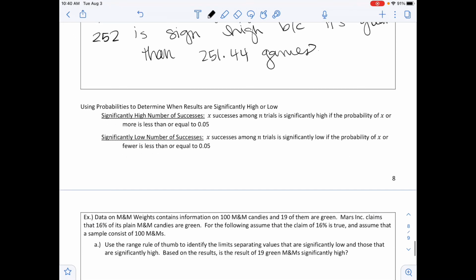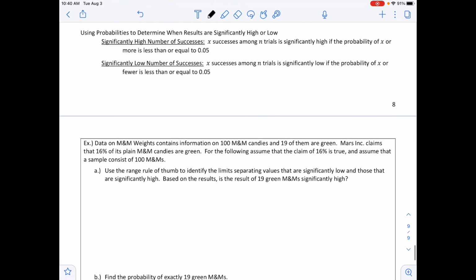So we can also think of the same idea with probabilities. So using probabilities to determine when results are significantly high or significantly low. And for both of these, it's going to be when the values that we get are going to be less than or equal to 0.05. That was our magic number cutoff. So significantly high number of successes is when we have a probability of X or more that is less than 0.05. And then significantly low number of successes is going to be the probability of X or less or fewer is less than or equal to that 0.05.